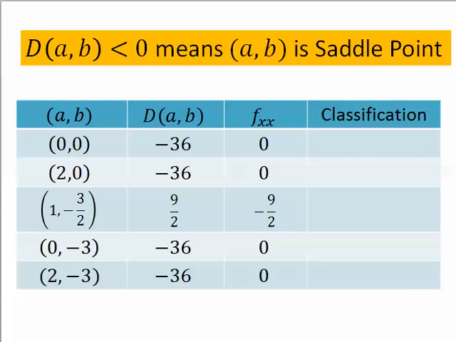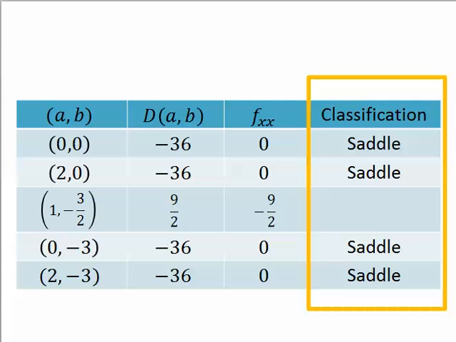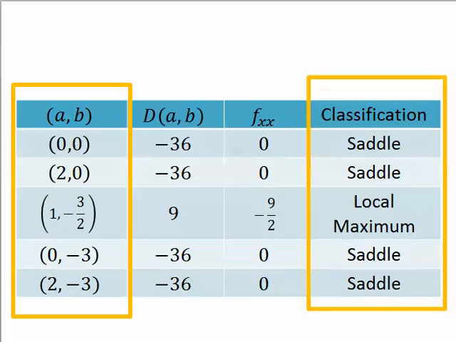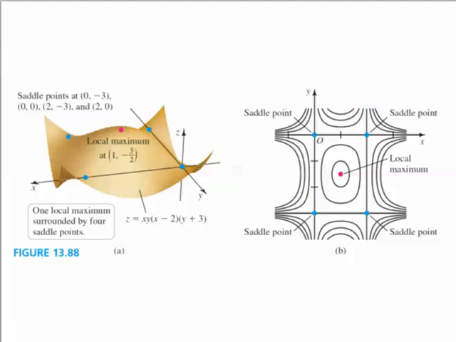If the discriminant is negative, then you have a saddle point. There are 4 points where the discriminant is negative. So each of those 4 points are saddle points. If the discriminant is positive, you either have a local max or min, depending on fxx. We have 1 point where the discriminant is positive, and at that point fxx is negative. So it's a local max. And here is our graph.